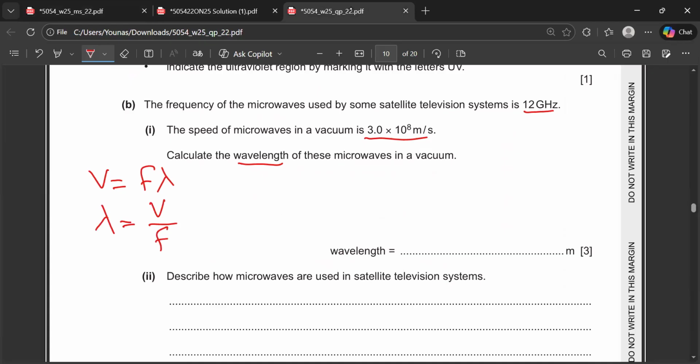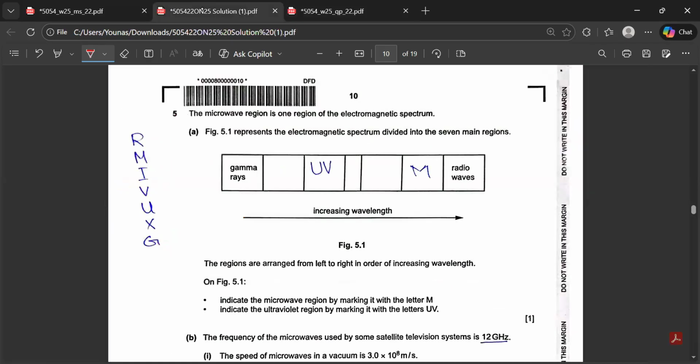But this frequency is 12 gigahertz. In this formula, the frequency must be in hertz. So giga means times 10 raised to power 9 hertz. So use this value and this value, because this is the speed, you will be able to find out the wavelength.